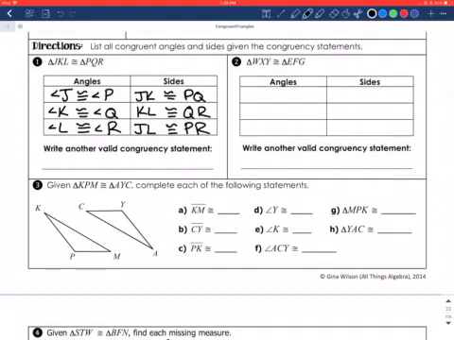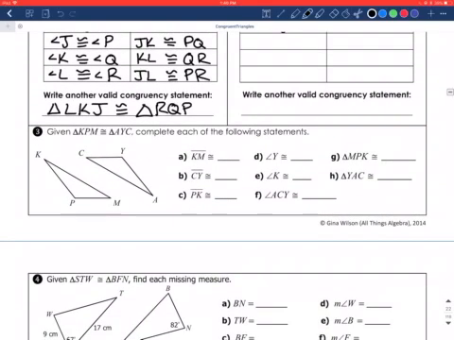So we can write another congruency statement and just switch around the order for this one. What if I went backwards? What if I went LKJ, triangle LKJ? Well, I went right to left, so I need to do the same thing for this one. So LKJ would be congruent with triangle RQP. So pretty easy concept once you get it, and we'll apply it to all sorts of other stuff.